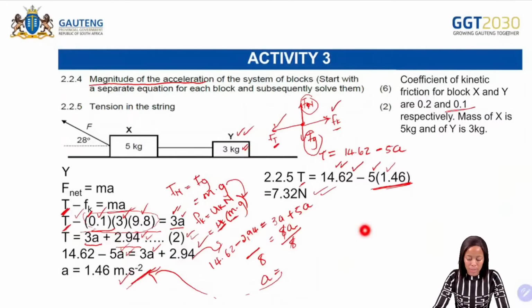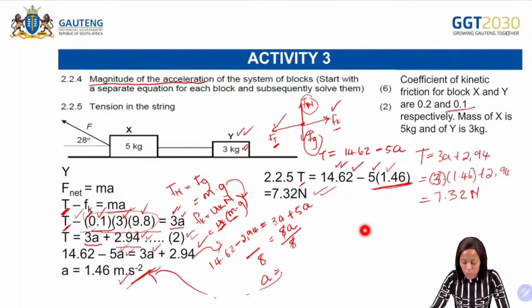But you also have an option of using equation number 2. So you can also say T is equal to 3a plus 2,94. And then you are going to substitute by saying 3 multiplied by 1,46 plus 2,94. When you do that, that should give you exactly the same answer, which can be different maybe by 1 or 2 decimals. Okay, so that is how you can also use this tension to verify if your answer is correct.